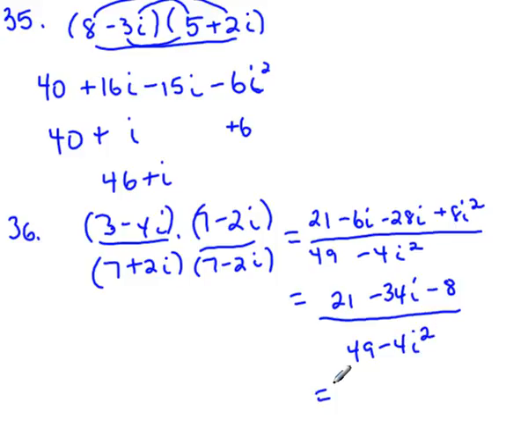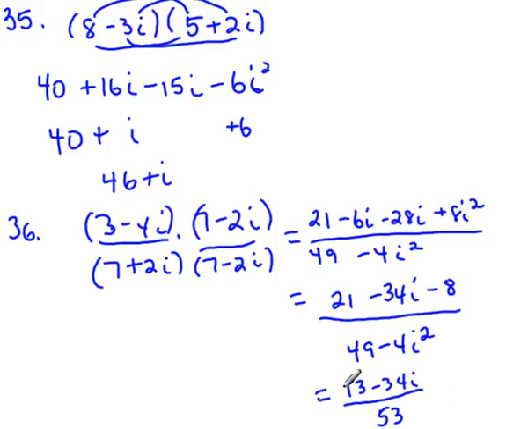In the numerator now, I collect my like terms. 21 minus 8 becomes 13. So I have 13 minus 34i over, 4i squared becomes plus 4. 49 plus 4 is 53. And that's your final answer.